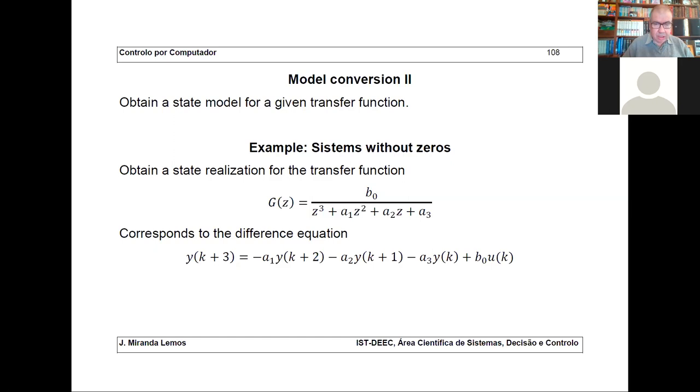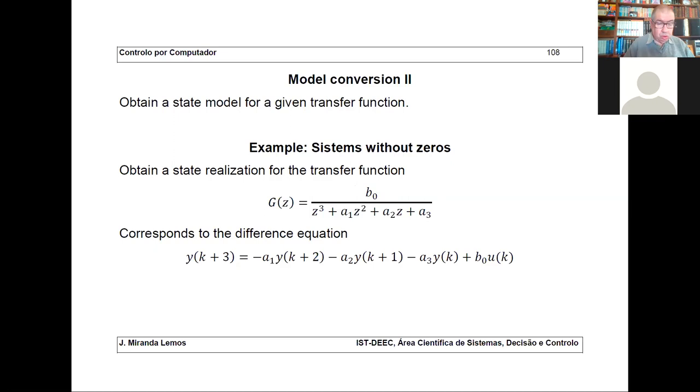Let's see one solution. All the solutions are related by multiplying by a matrix which is invertible. Okay, let's forget a little bit about that. Now, I'm going to start by considering the problem first for systems without zeros, and then I will do the necessary changes to solve the general problem. Instead of the numerator being just a constant, you have some polynomial here. So for the moment, suppose that you just have a constant here, b0.